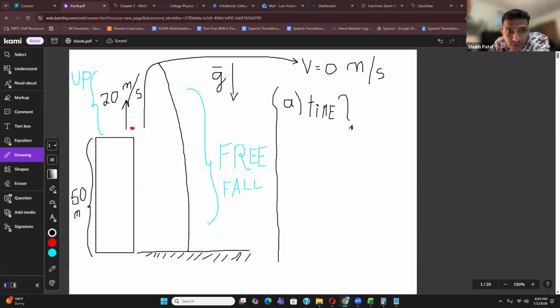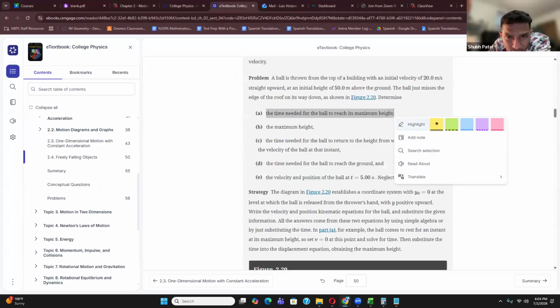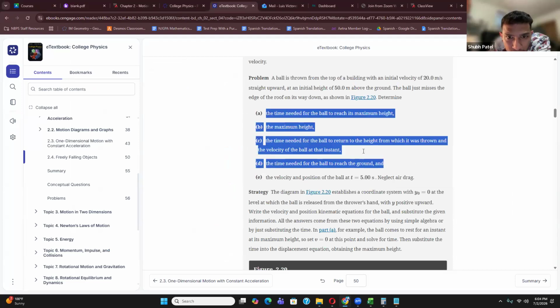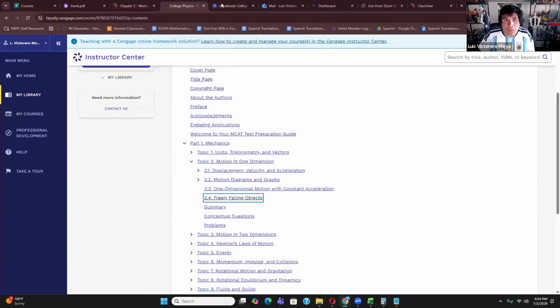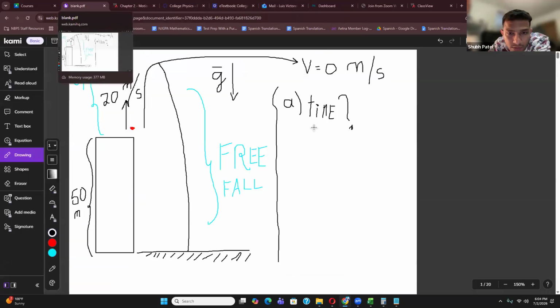Professor? Yep. So basically you're trying to find the time that it reaches down the ball. That's what we're trying to find for A. No, it's several questions. It's asking you, what's the time for the ball to reach maximum height? Then you want to find the maximum height. Then you want to find the time to reach the ground. So it's a multiple step problem, okay?